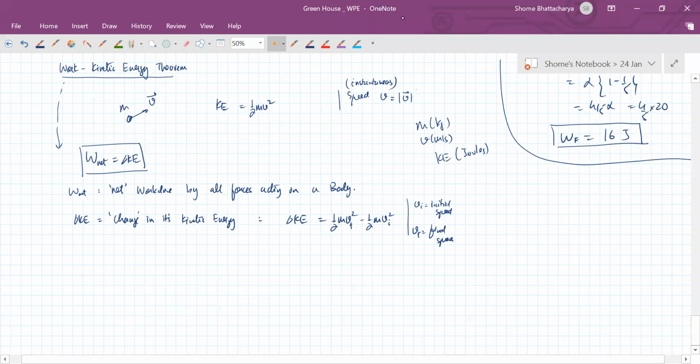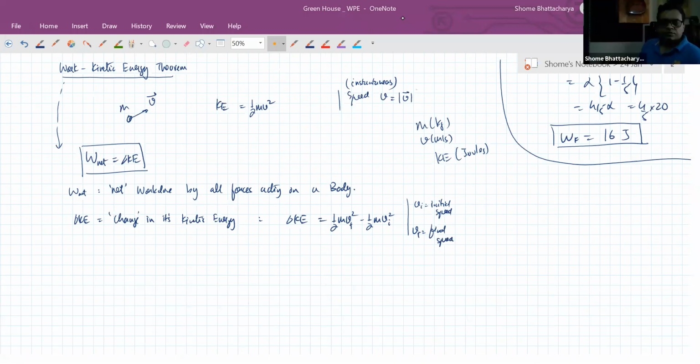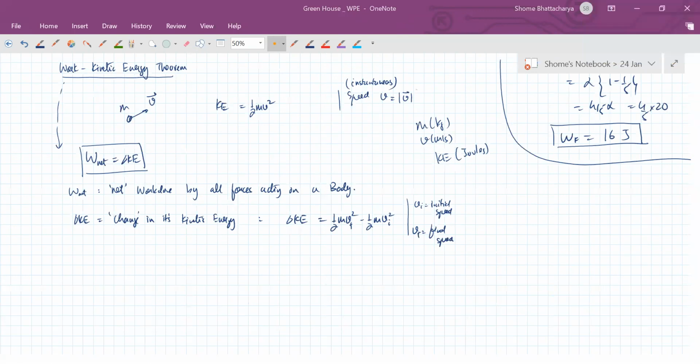Okay. So we will conclude today's session here, and we will look at applications of this work kinetic energy theorem in detail in the next lecture. Just make a note of this and we'll conclude today's lecture.